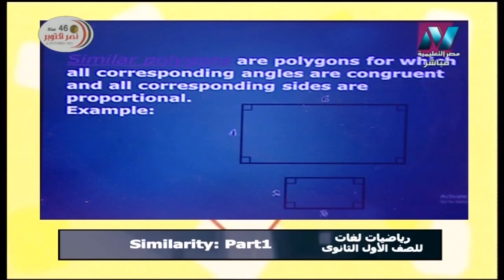Let's see the second one. Similar polygons are polygons for which all corresponding angles are congruent and all corresponding sides are proportional. You can see we have two rectangles. In a rectangle, each angle is a right angle, 90 degrees, so all corresponding angles are congruent, or equal in measure. And the sides: this side is 4, this is 2. If we divide 4 by 2, it's 2. And this side is 8 over 4. If we divide them, the length over length will be 2 also. So they are proportional.